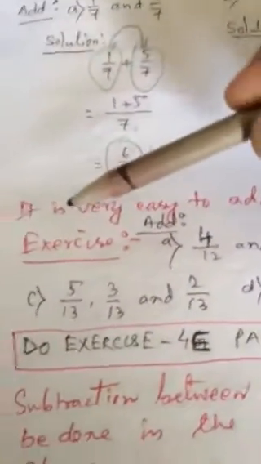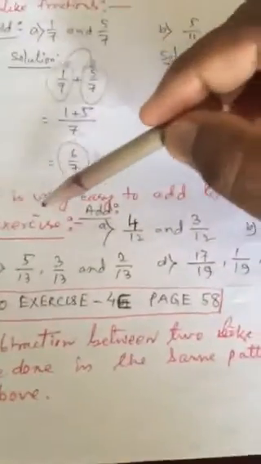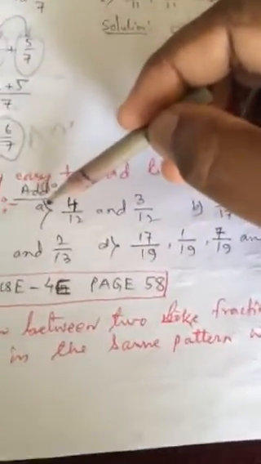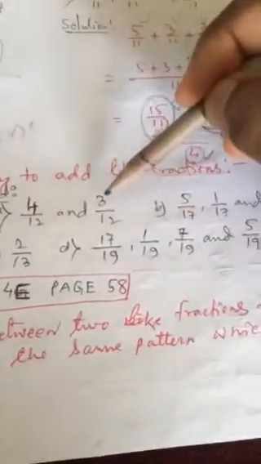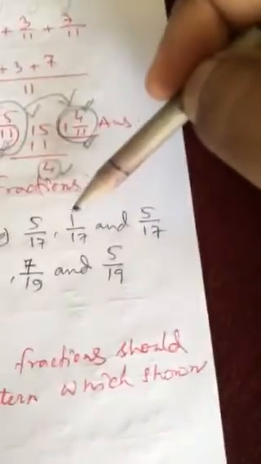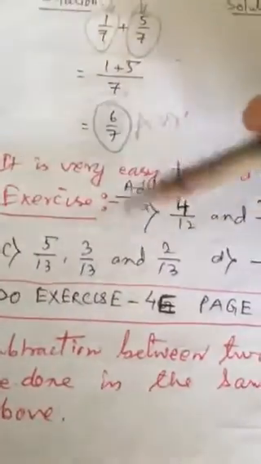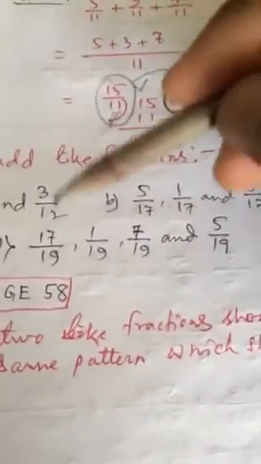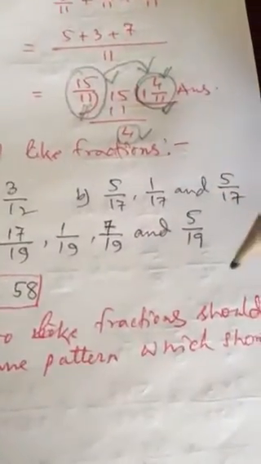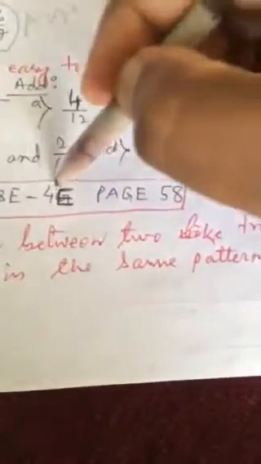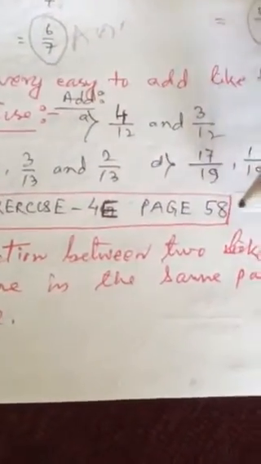I have given some exercise also, you see here. You copy this exercise. Exercise: add. Number 1, you see here. A, 4 by 12, 3 by 12. B, 5 by 17, 1 by 17, 5 by 17. C, 5 by 13, 3 by 13, 2 by 13. D, 17 by 19, 1 by 19, 7 by 19, 5 by 19. So I have given 4 questions. Do exercise 4E also, page number 58 in the book, after doing these 4 sums.